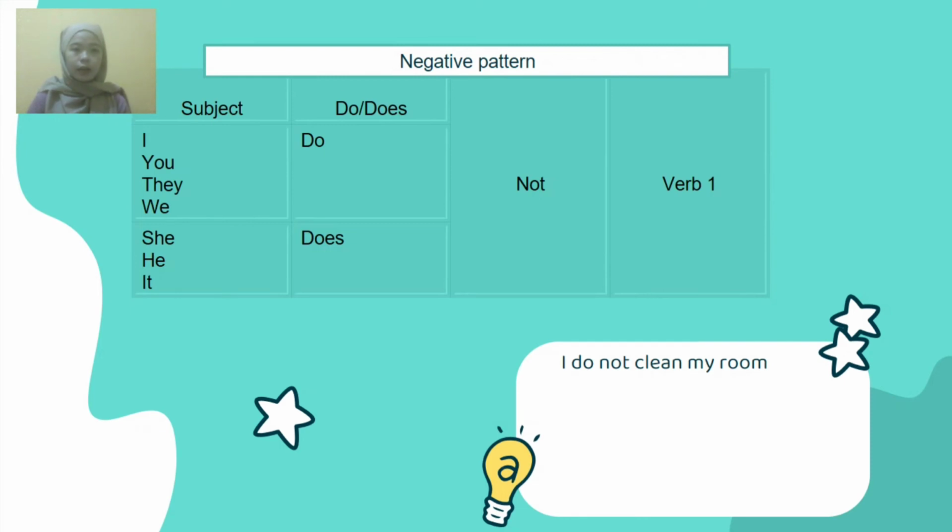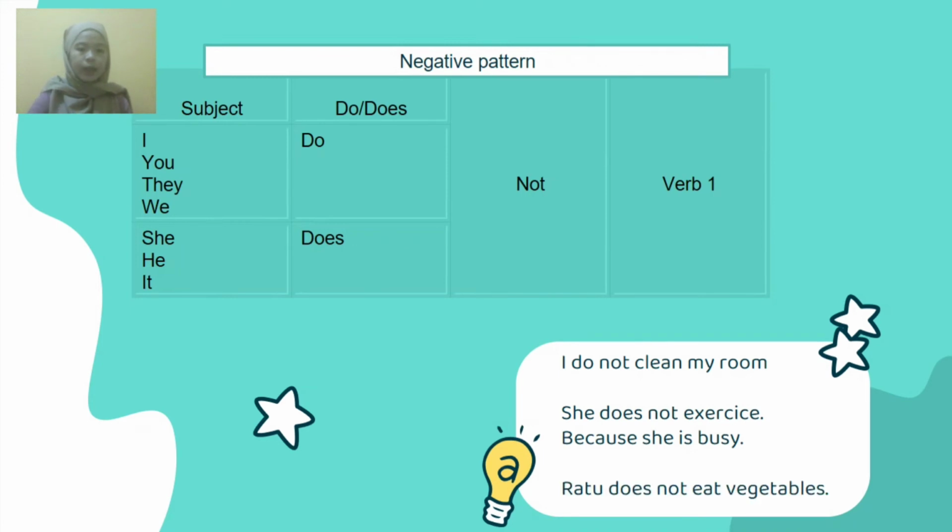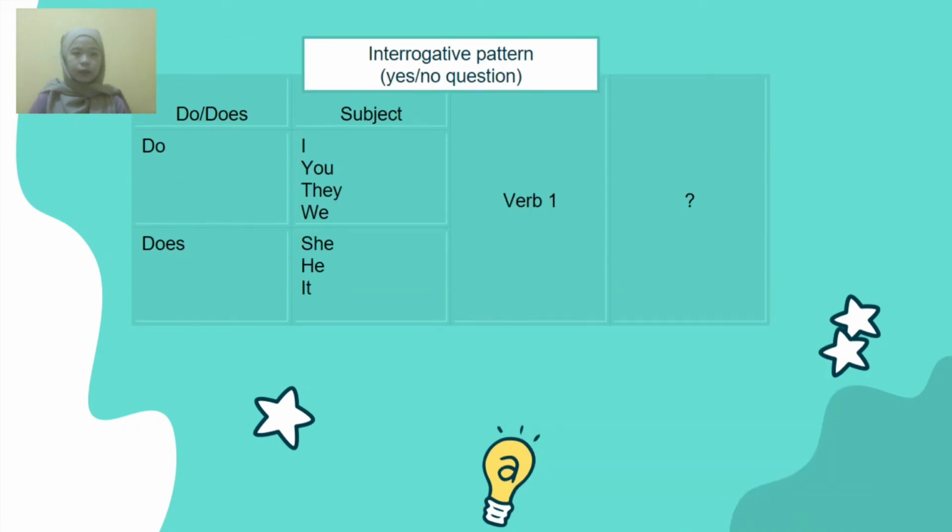Here I make examples of sentences for the negative pattern. I do not clean my room. She does not exercise because she is busy. And Ratu does not eat vegetables. You can also notice that in negative sentence patterns, we always use verb 1 without ending s or es.